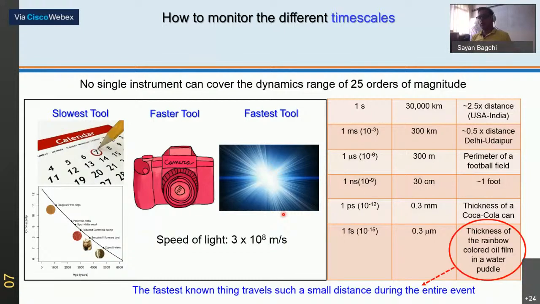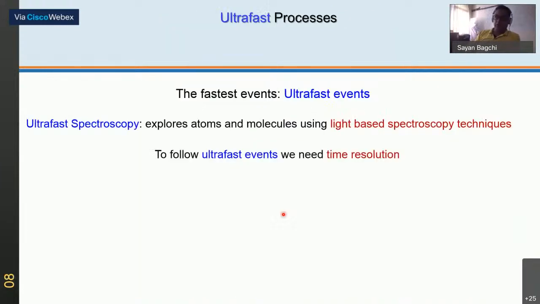And we know this is the fastest known thing, and it travels such a small distance during the entire event. Now you might be confused: if light travels such a small distance, how can a big molecule like a protein make any kind of changes or movements or dynamics in that small time? We'll talk about that. These fastest events are the ultra-fast events we are talking about.